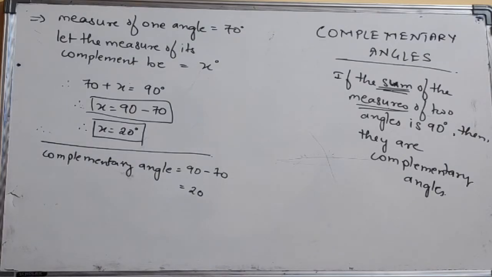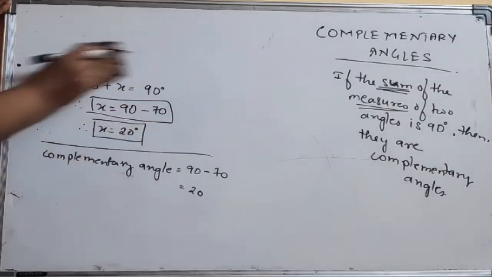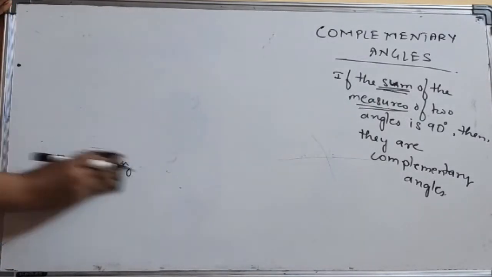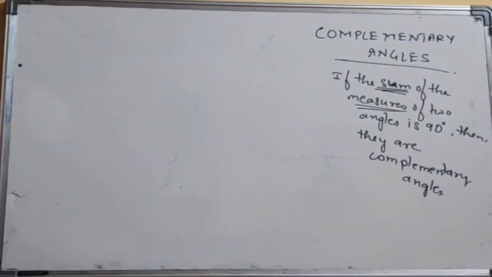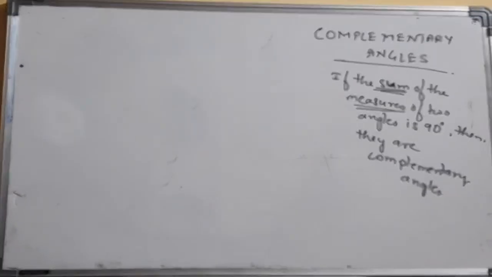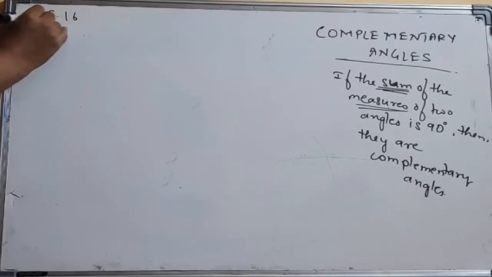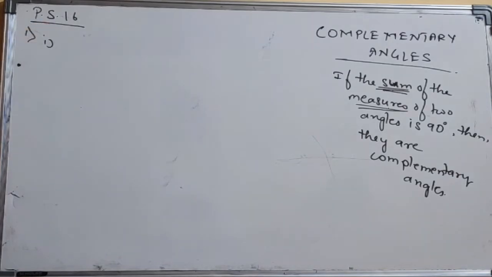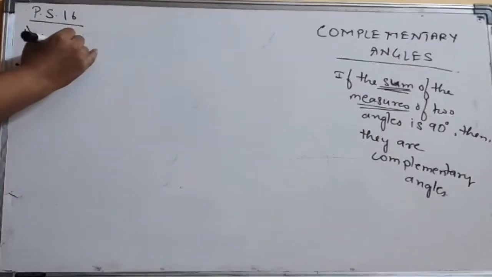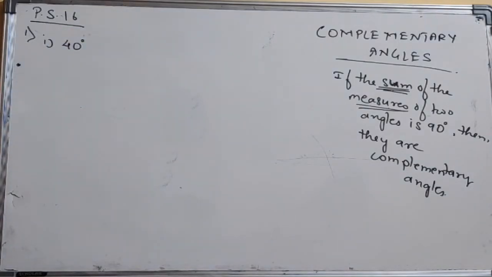Okay, now let us solve some sums from your practice set. Let us look at sum number 1 from your practice set number 16. It says the measures of some angles are given below. Write the measure of their complementary angle. So let us look at the first sum. Practice set number 16, sum number 1, sub-question 1. It is 40 degrees. See, remember in the solved example, the measure was how much? 70 degrees. It is 40 degrees over here.